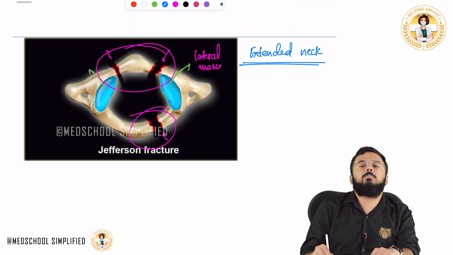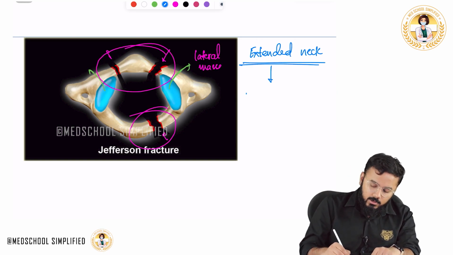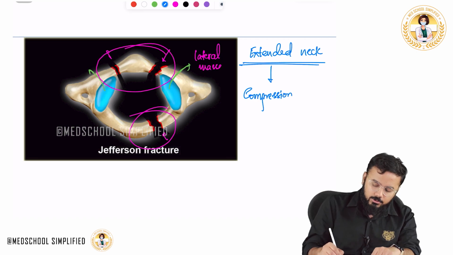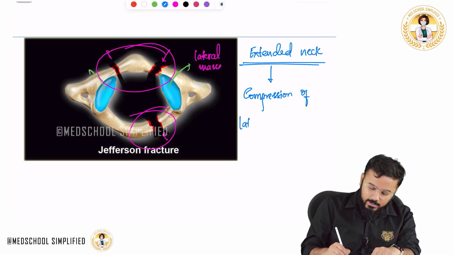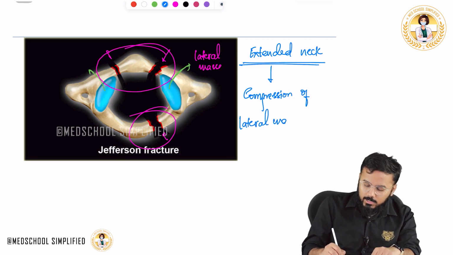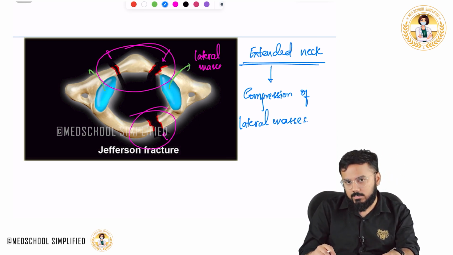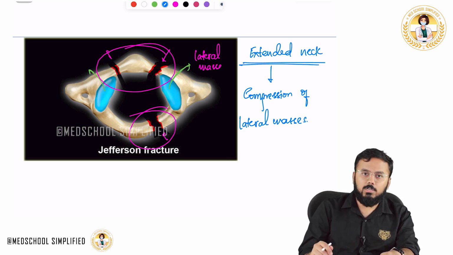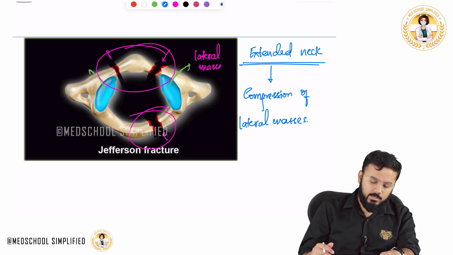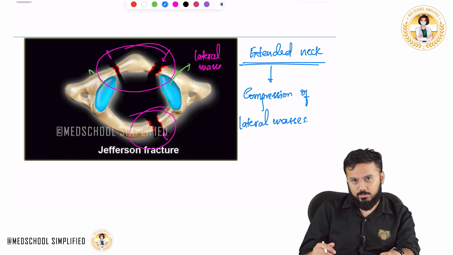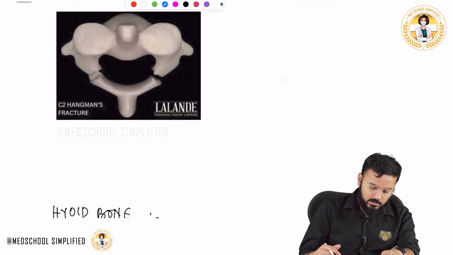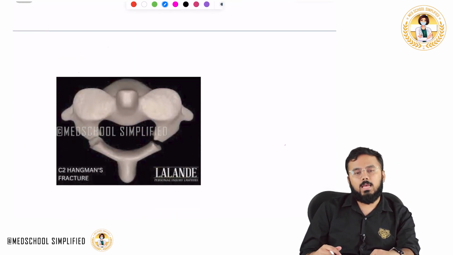right? So when you are hyperextending the neck, that would lead to compression. That would lead to compression of what? Compression of lateral masses. What are lateral masses also called? Lateral masses are also called superior articular facets, right? So because of this compression, the fracture that you have is this Jefferson fracture. Okay, next important fracture. Now in this fracture, what is happening?